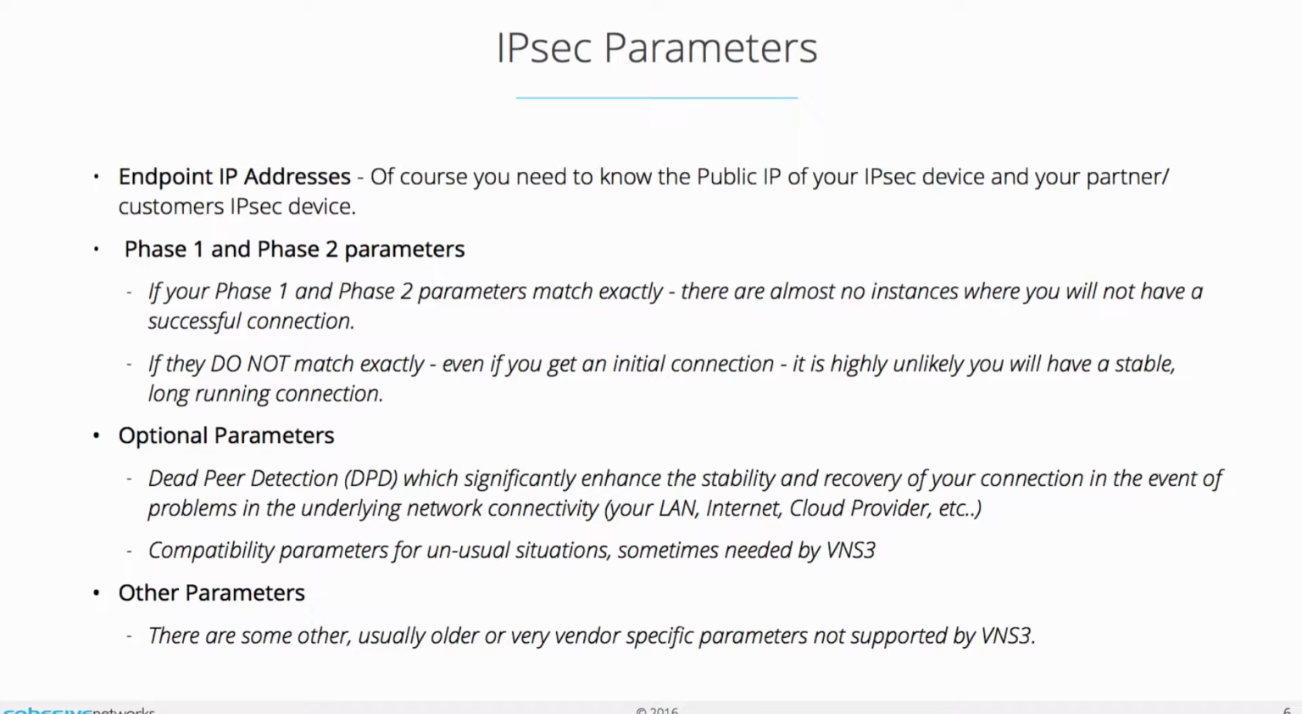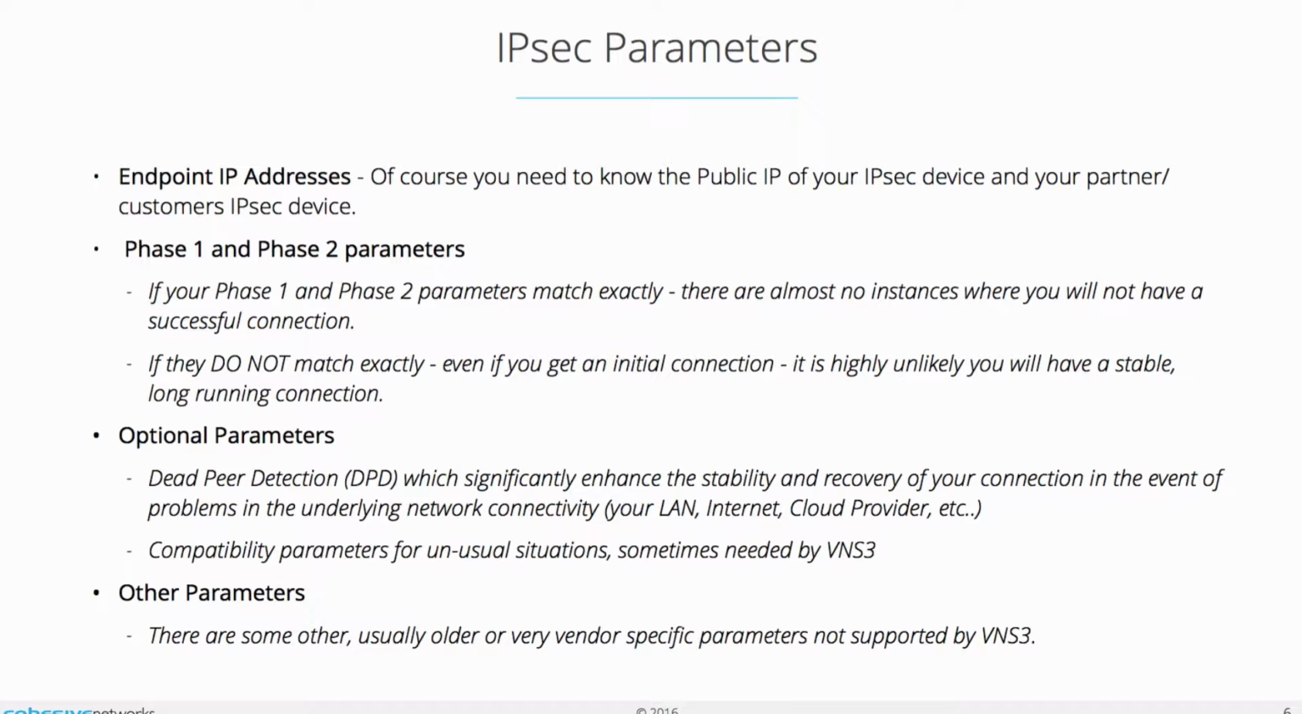If you don't, there's something wrong with security groups on your Amazon side, or there's something wrong with the ACL on their side. From a VNS3 point of view, we talk about endpoint IP addresses. That's the public IPs of your VNS3 and the public IP of whatever the customer's or connecting party's IPsec device is. Then phase 1 and phase 2 parameters, they have to match to have a stable connection.